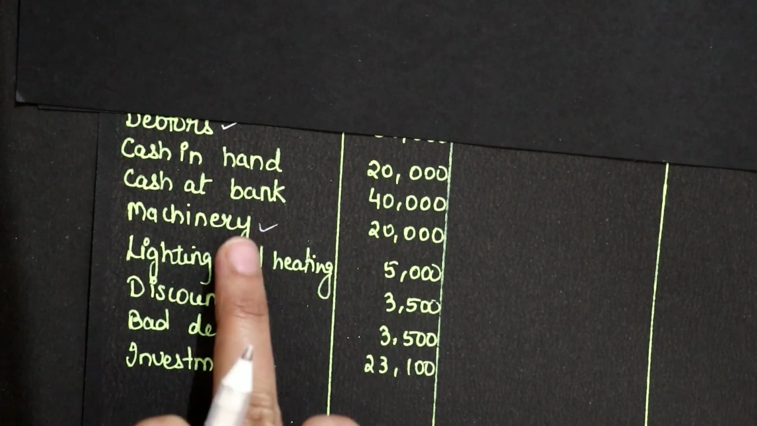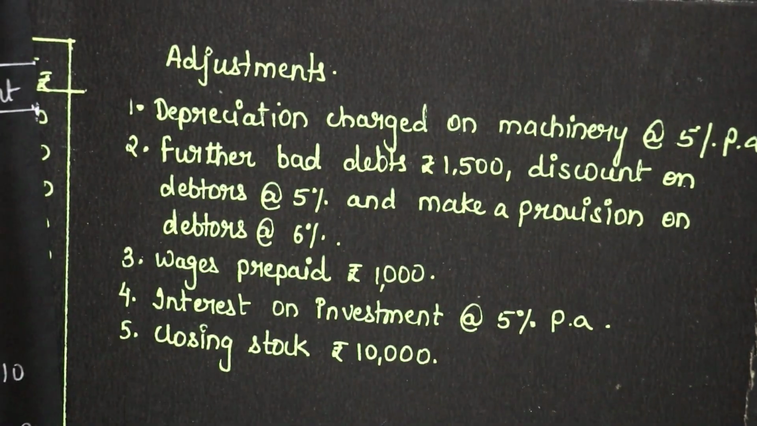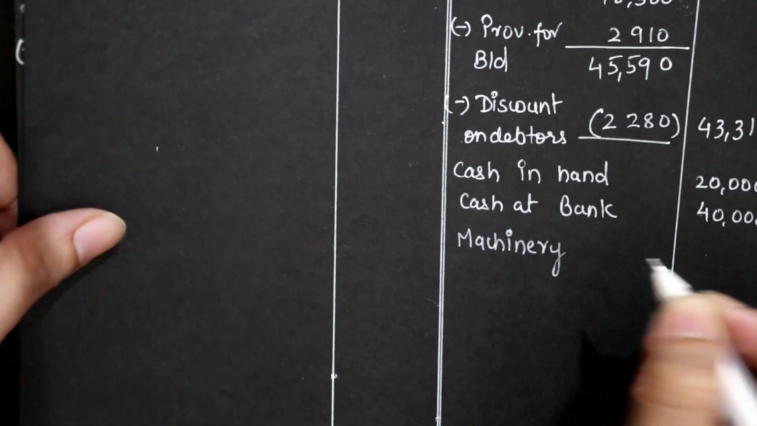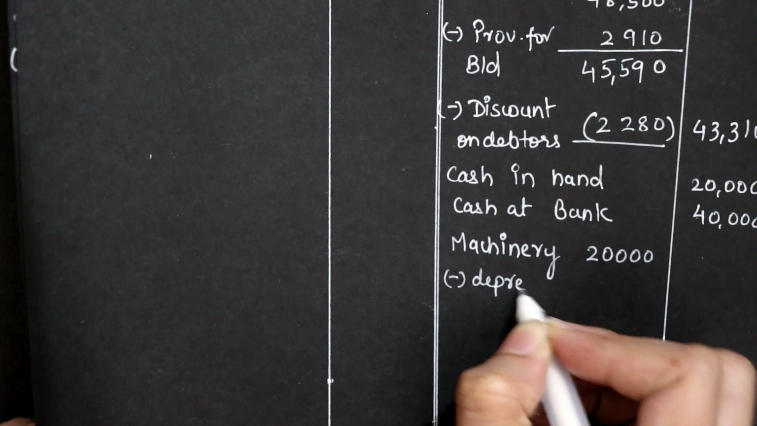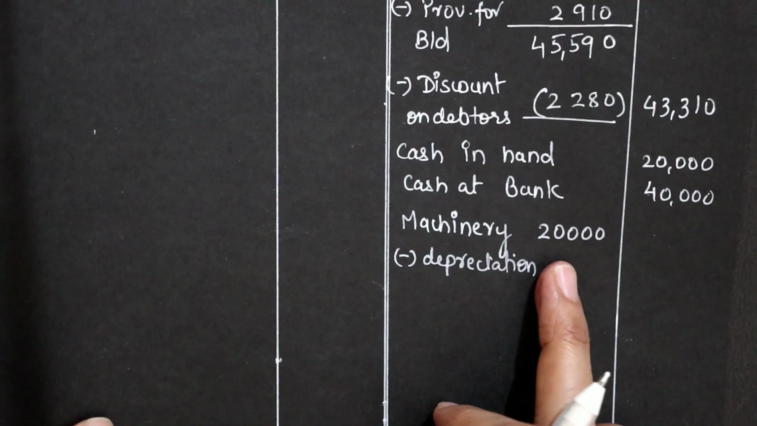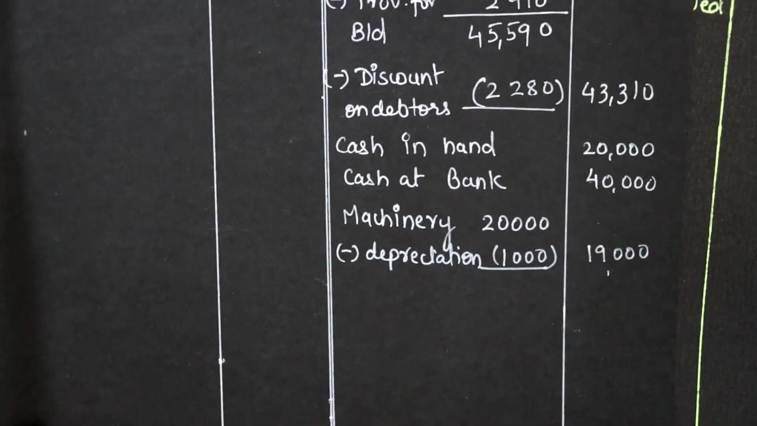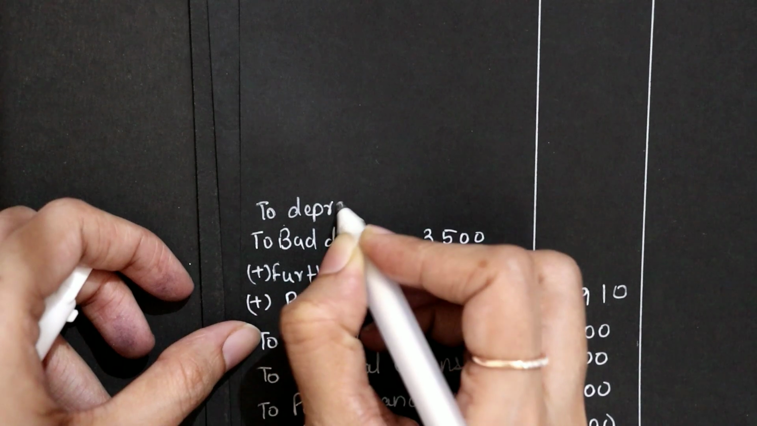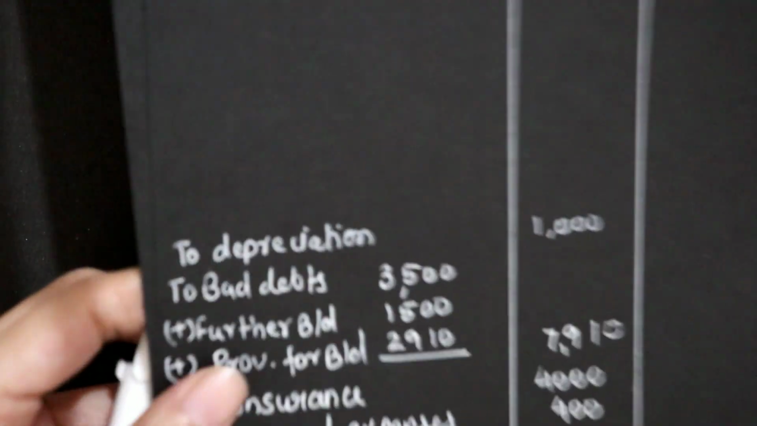Next item is machinery. Machinery has an adjustment which says depreciation charged on machinery at 5% per annum. So we have to charge depreciation on machinery at 5%. So first we will show it on the asset side. Machinery amount is 20,000 and 5% depreciation we have to charge. 5% of 20,000 is 1,000. So this is 19,000. And this depreciation will be shown on the profit and loss account debit side. Next, we are done with adjustment of machinery.